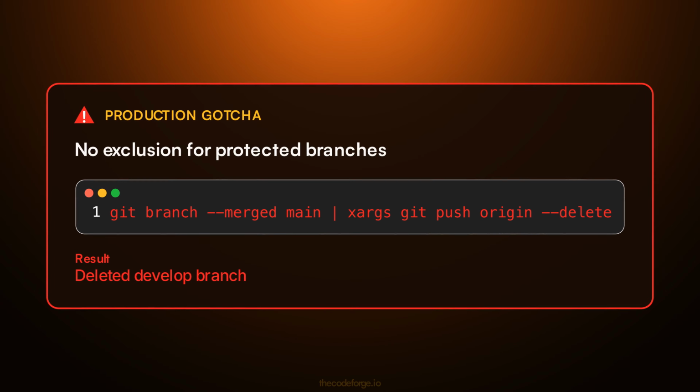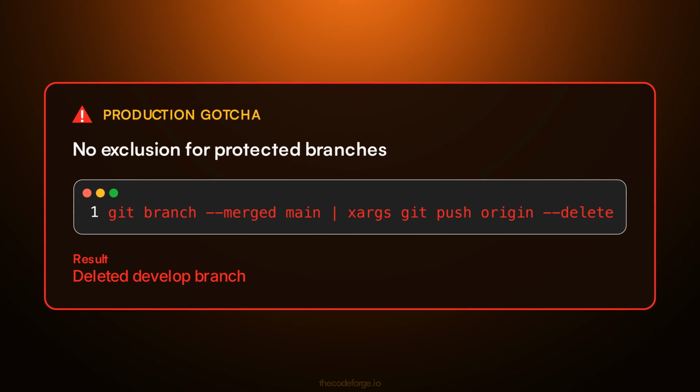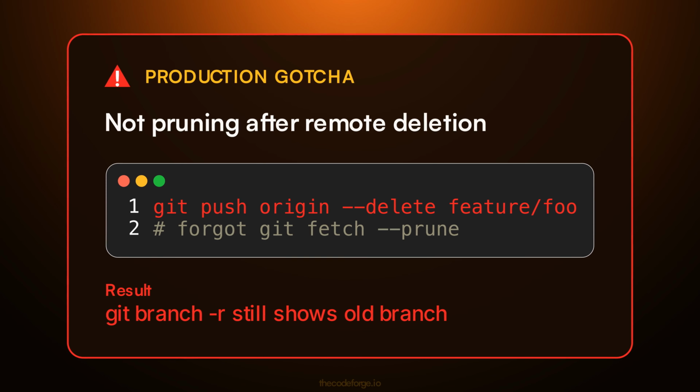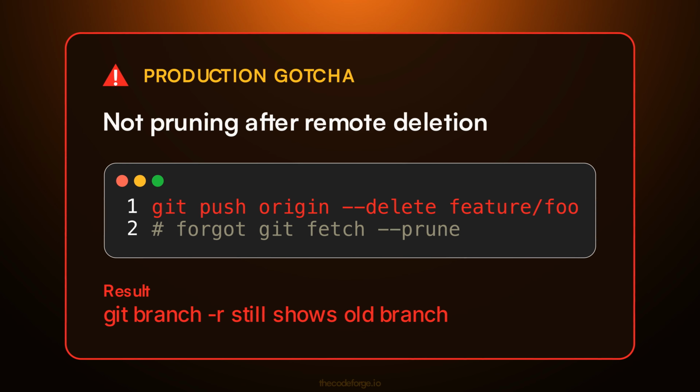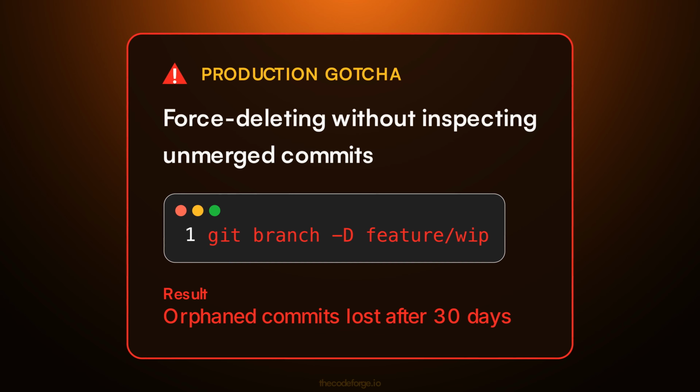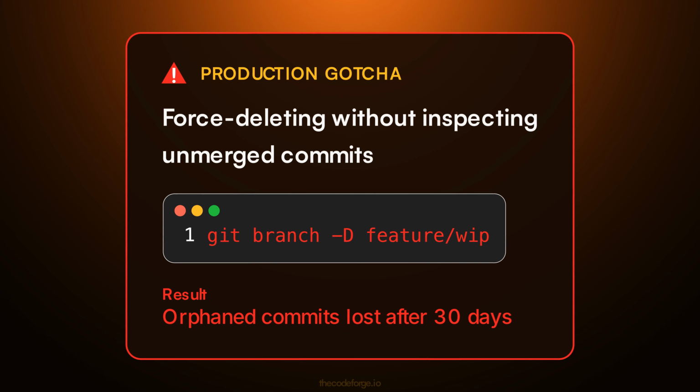This one-liner deletes all branches merged into main, including protected ones like develop. Always exclude them with grep -vE. After deleting a remote branch, your local cache still shows it. Always run git fetch --prune or set fetch.prune true globally. When -d fails, don't immediately reach for -D. Inspect what commits would be lost with git log branch --not main.